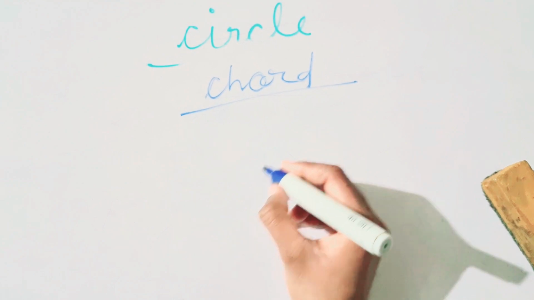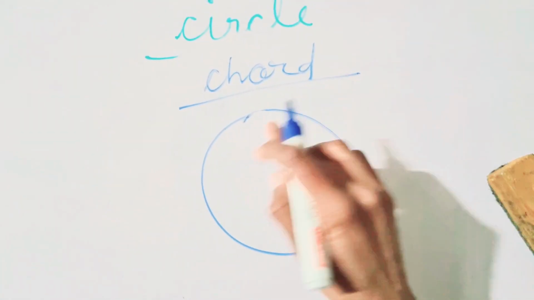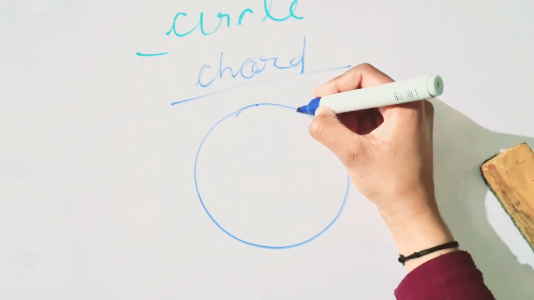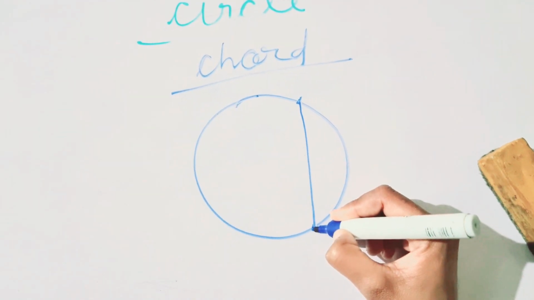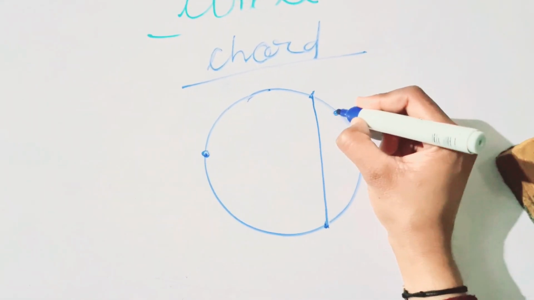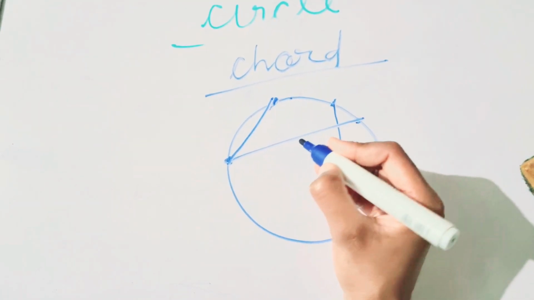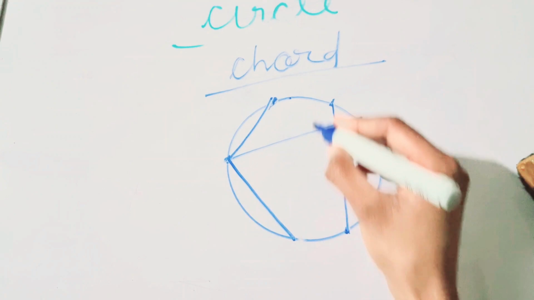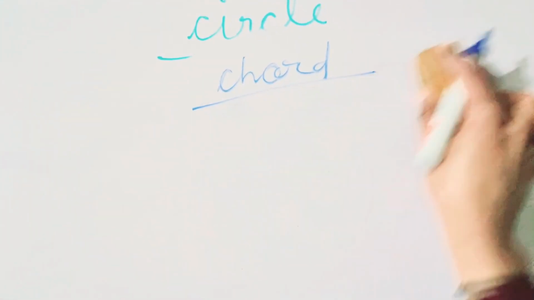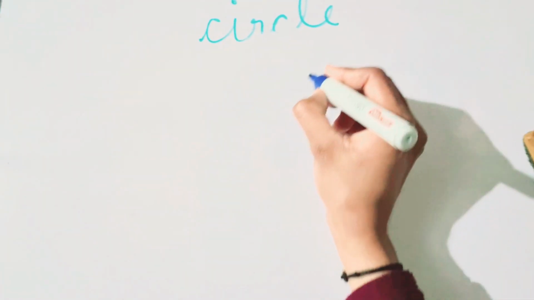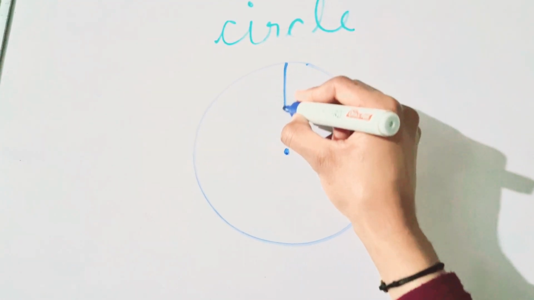If this is the circle and you take any 2 points on the circle and join them, that is called a chord. Anywhere you can take 2 points and join them, like this and this. From this point also, this is a chord. There are a number of chords. Now we talk about the longest chord. Which is the longest chord? If this is the circle, as we know, diameter is the longest chord.